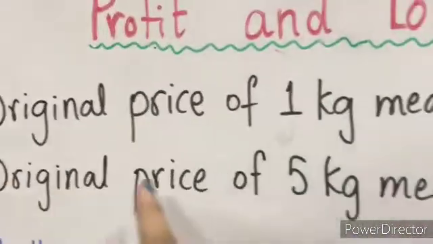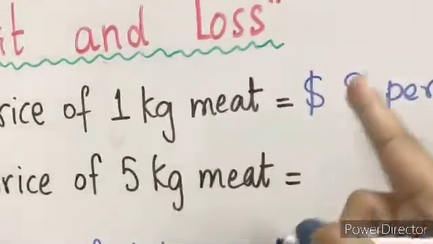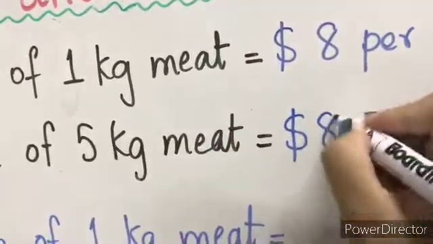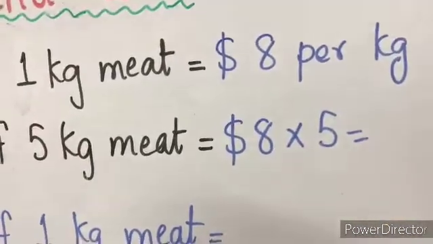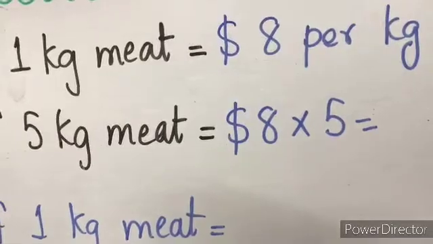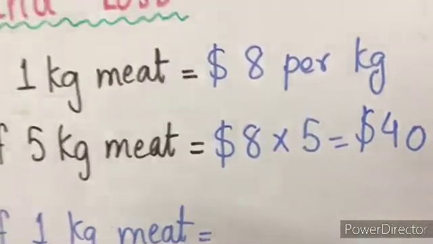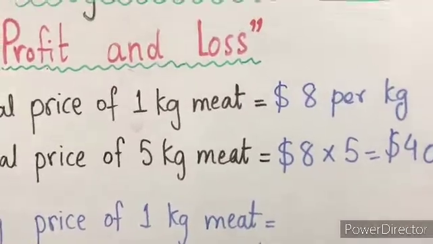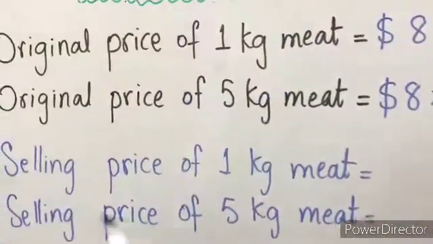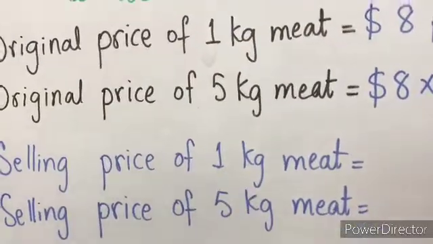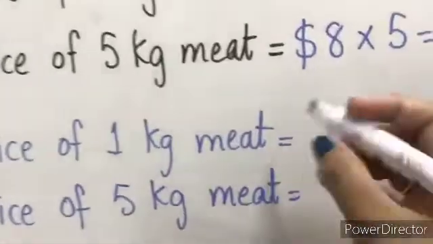So what will be the original price of 5 kg meat? As I told you, this $8 will be multiplied by 5, and you know 8 5s are 40. Yes, $40. So the original price of 5 kg meat is $40. Now comes the selling price of 1 kg. What was the selling price? Yes, $6.